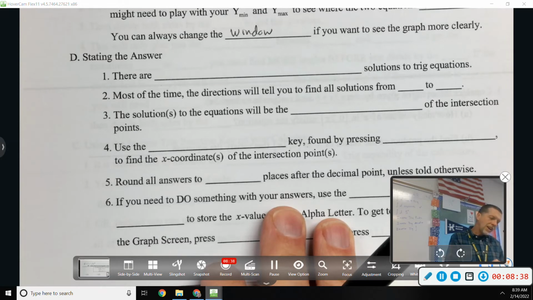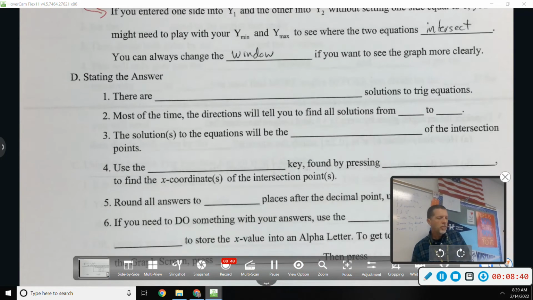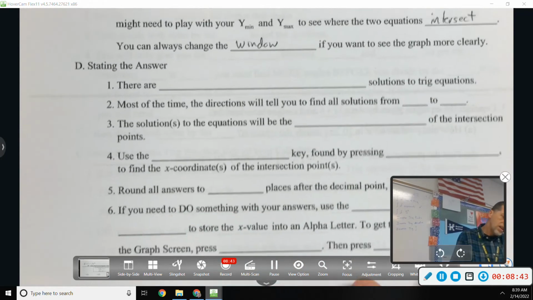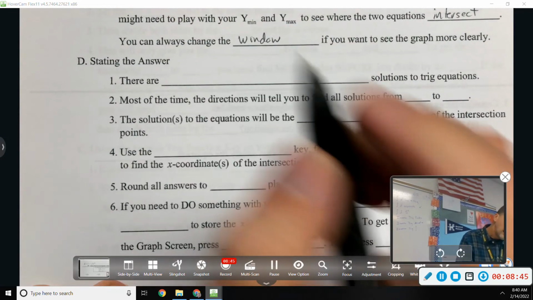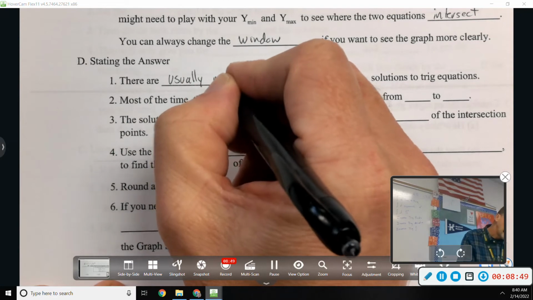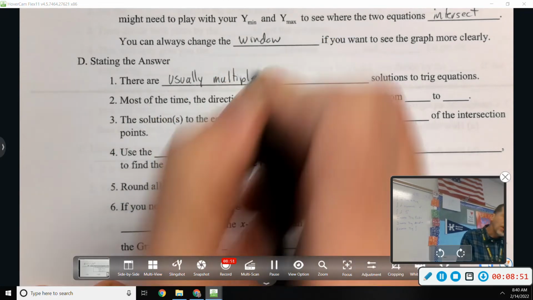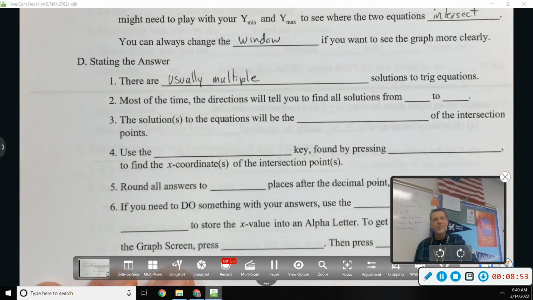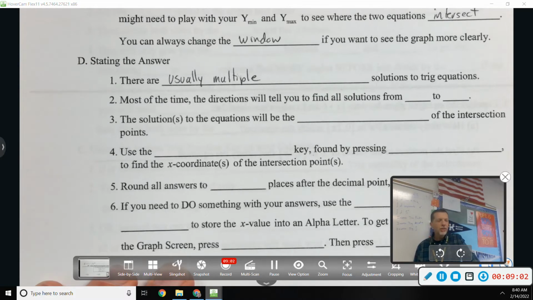All right, stating the answer. Once we get that answer, there are, I'm not sure exactly, I didn't write these notes, so I'm kind of filling in. Here's what I would put in that blank. Usually multiple solutions to trig equations. Not always, but usually.